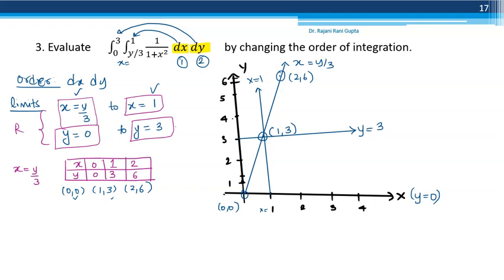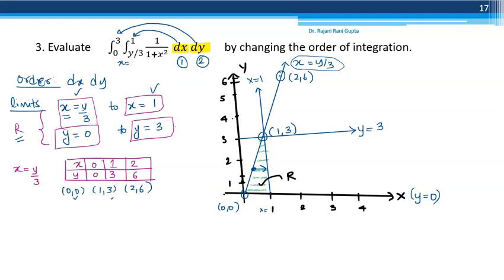Now to identify where your region R is, what will you check? Check the value of x. X varies from y over 3, which means a point on this line, to x equal to 1. This is x equal to 1. And then y varies from 0 to 3. So this is your region R.